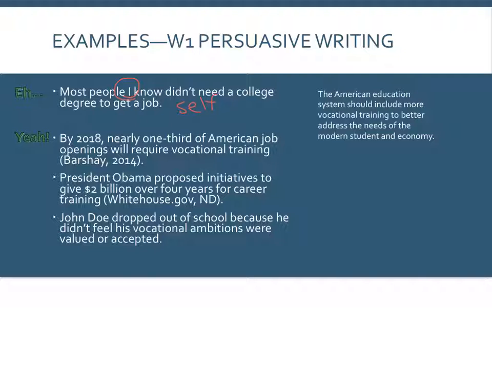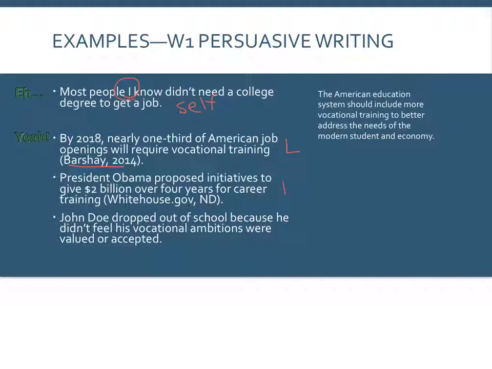Much better, and I built on logos, ethos, pathos here. A logos detail, some data that was pulled: by 2018, nearly 1/3 of American job openings require vocational training. I've given a citation, because anytime you pull information from another source, you should cite it. So we've got a logos, this is a fact that's based on statistics that have been run over the years.